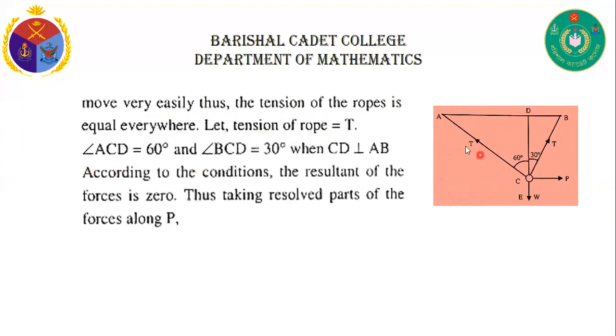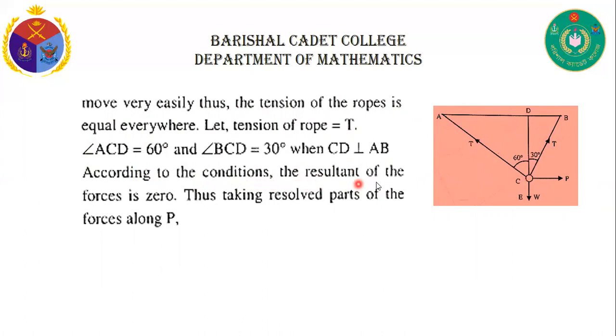So here, angle ACD, because the force is along this portion, the weight is along this side. If the force is along this side, then the rope is this side. So angle ACD is equal to 60 degrees and angle BCD is equal to 30 degrees. CD is perpendicular to AB.